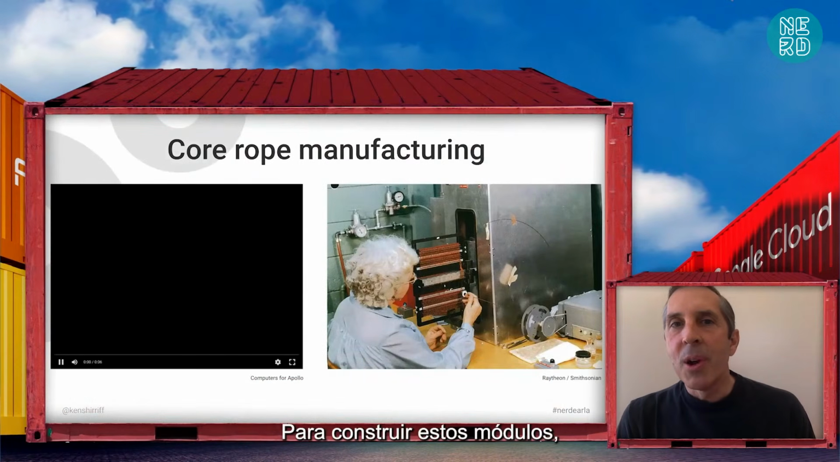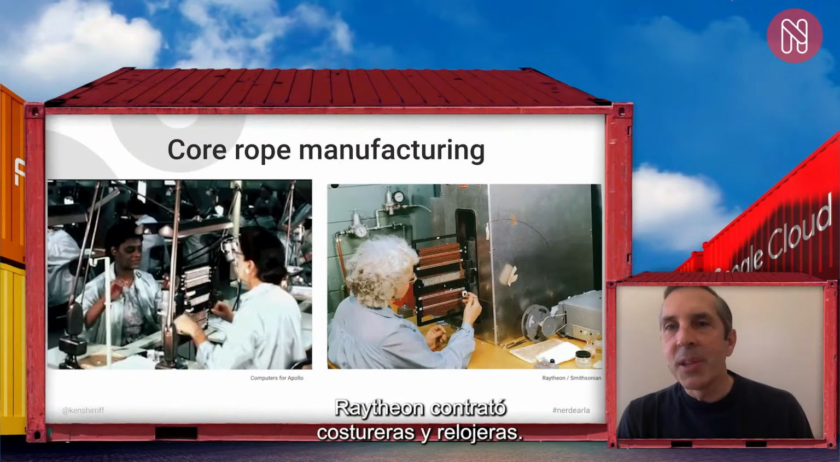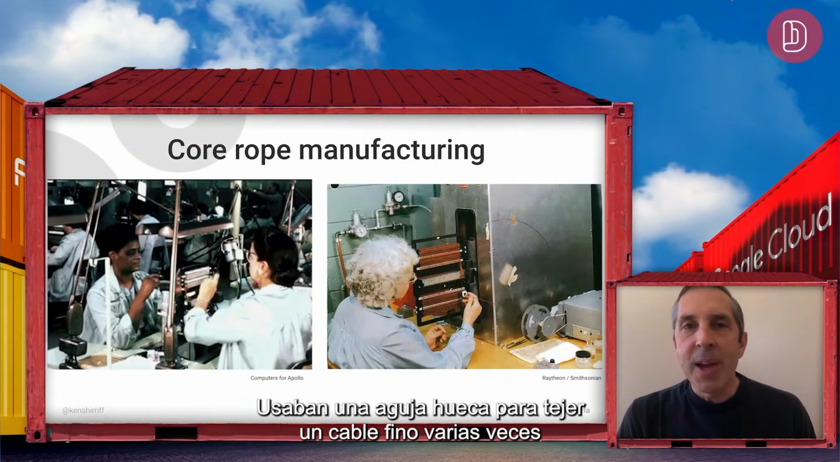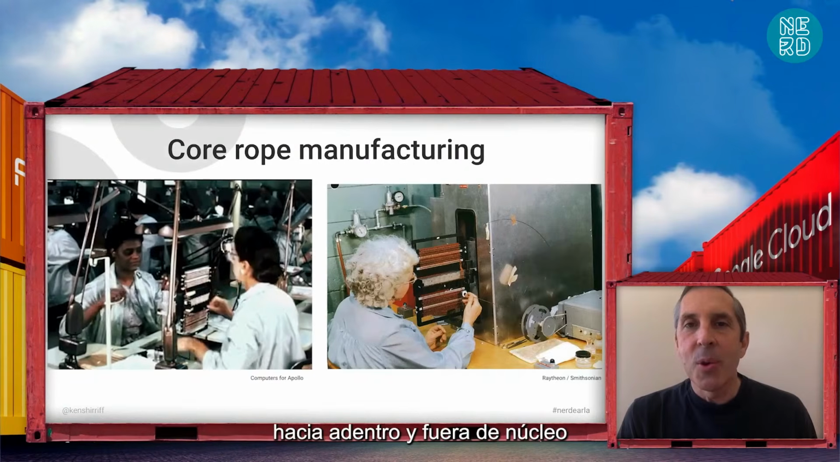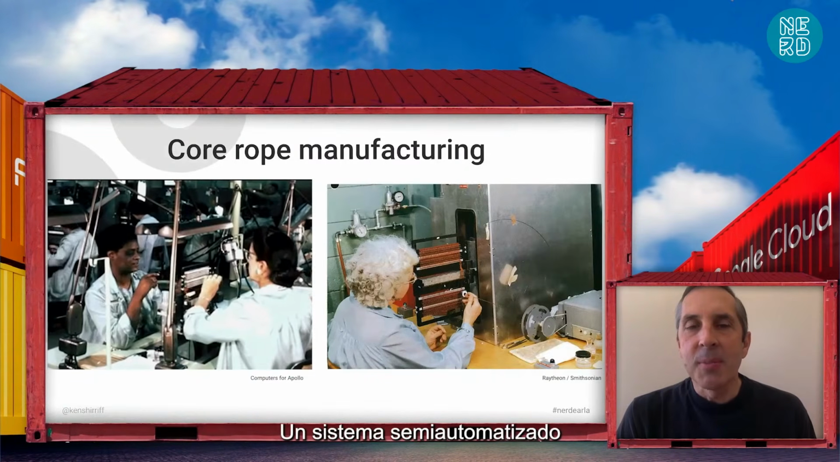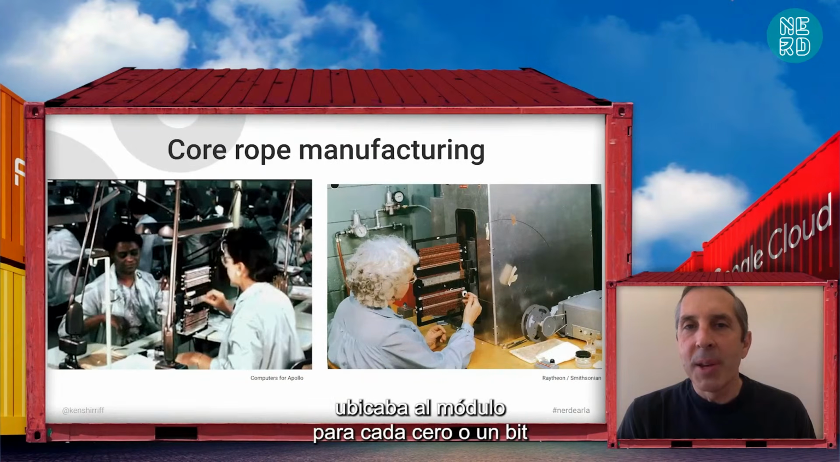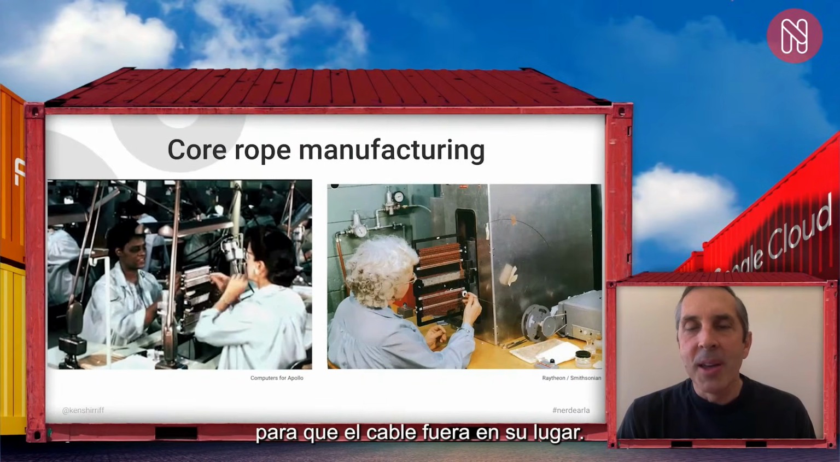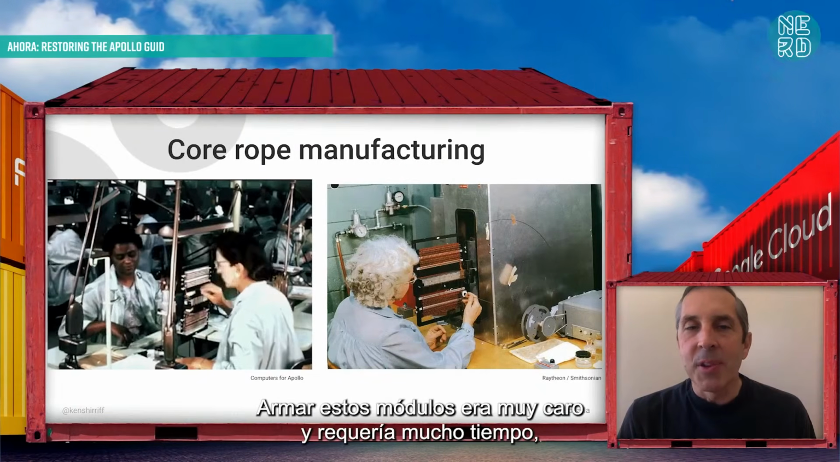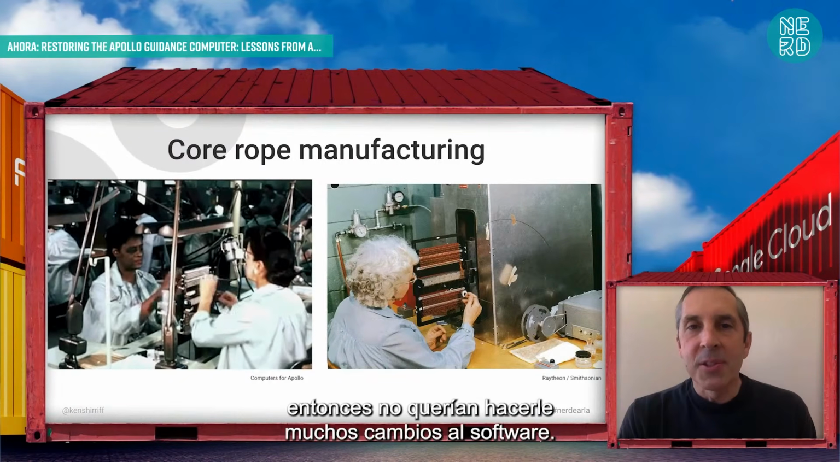Now, to build the core rope modules, Raytheon hired women with sewing skills and watchmaking skills. They used a hollow needle to thread a thin wire back and forth many, many times through the cores to wire the bits into the module. A semi-automated system positioned the module for each 0 or 1 bit so the wire would go at the right spot. Manufacturing these modules was very time-consuming and expensive, so they didn't want to make a lot of changes to the software.